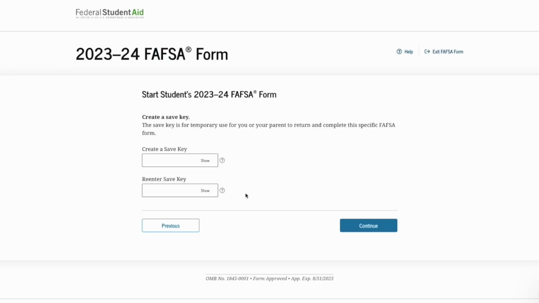Next screen asks you to create a save key. A save key will allow you to pause your work and come back and complete the FAFSA at any time. Remember to write down your save key because you'll need this in order to restart your application from where you left off.